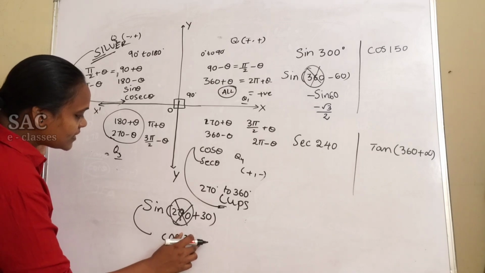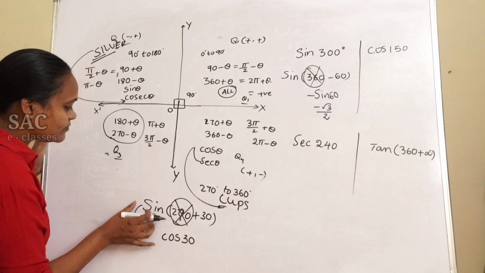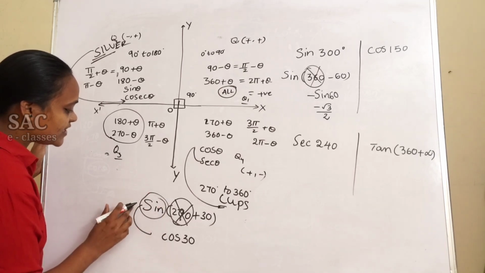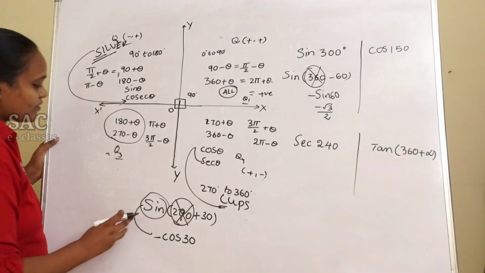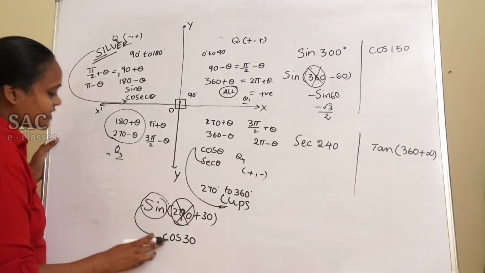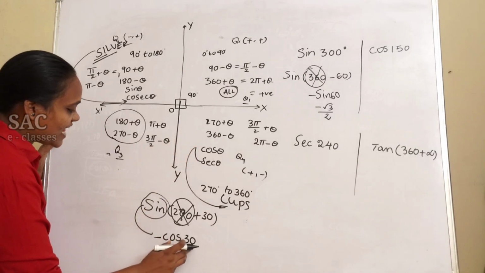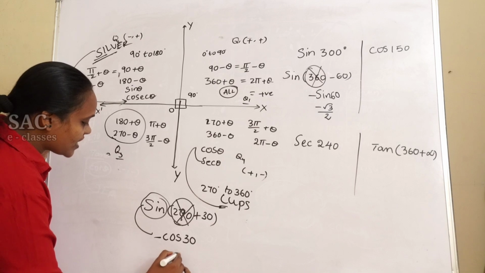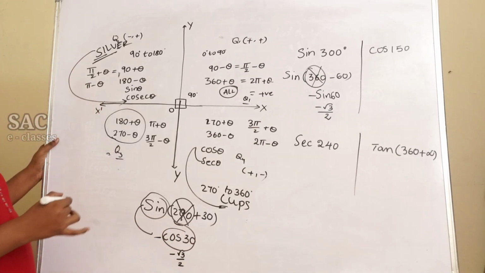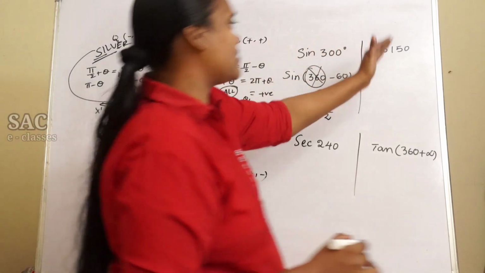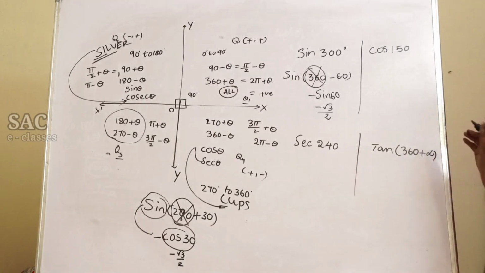We should not identify the sign after changing. Before changing, we should take the original ratio. Originally they gave you sin, so that is why it is minus. Now sin is converted into cos, and that too sin is negative. That is why the value is minus cos 30, so you can write minus root 3 by 2, as the cos 30 value is root 3 by 2. In the same manner, you can do cos 150, secant 240, tan of 360 plus alpha also.